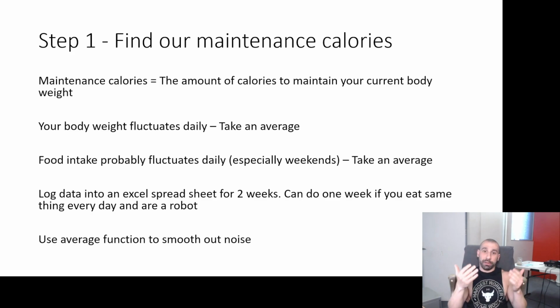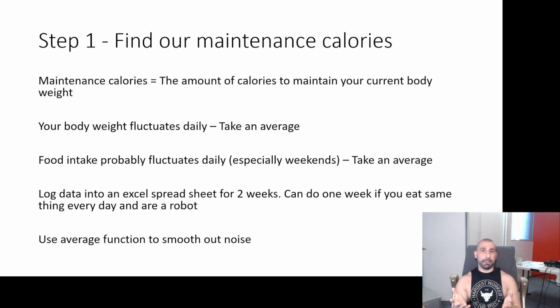Your body weight fluctuates. You might be 70 kilos today, 71 tomorrow, 69.5, then back to 70. It goes up and down. But you'll find that on average, as long as you're not gaining or losing weight, you're probably cruising at some sort of body weight, even if there are fluctuations.